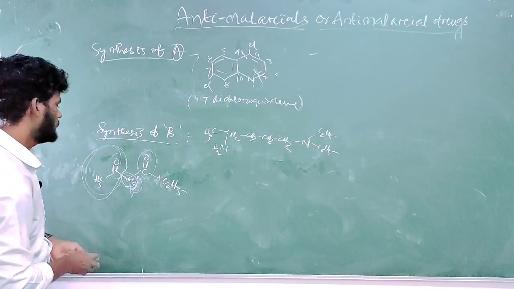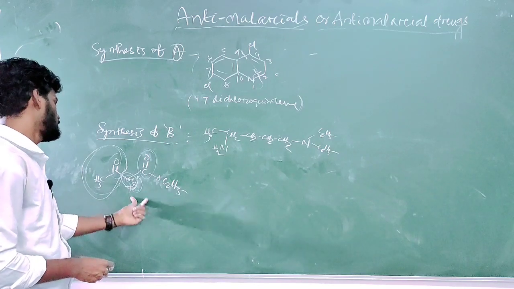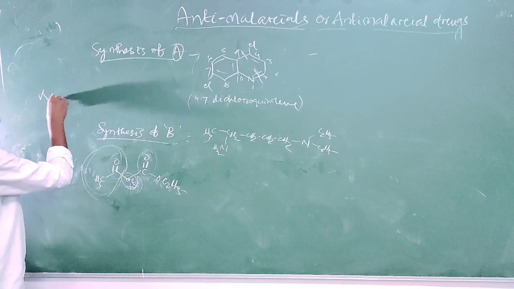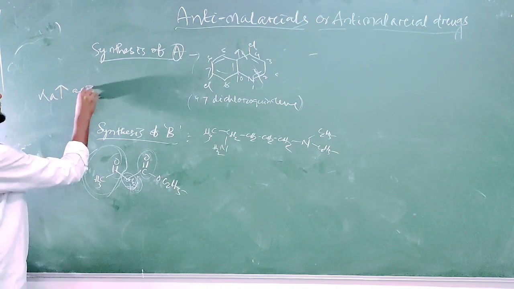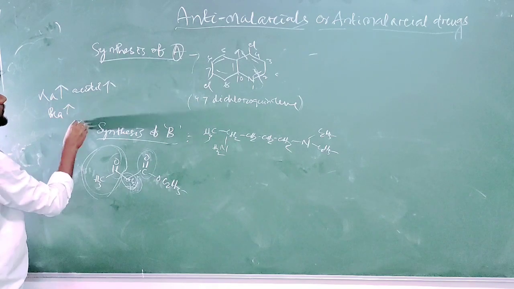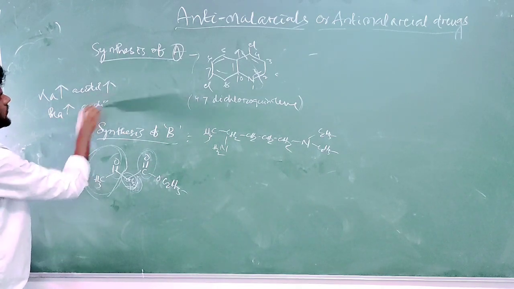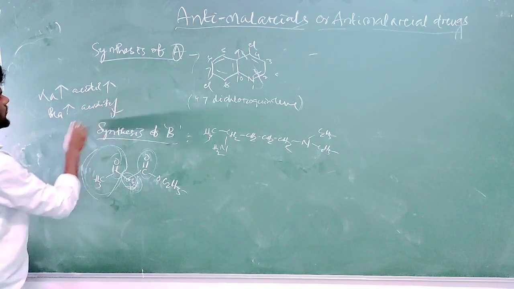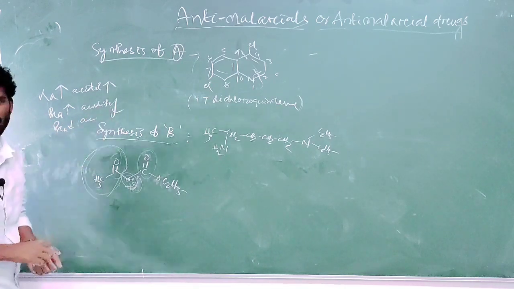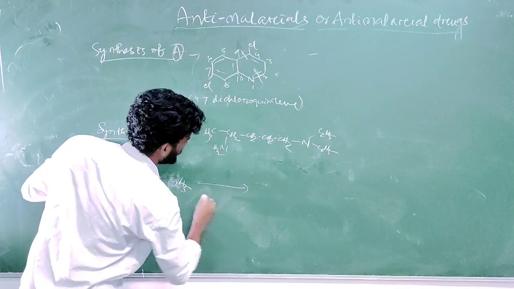Its pK value is very low. If the K value is high, then it is a highly acidic molecule. If pK is high, then acidity is low. If pK is low, then acidity is high. This is the general concept.